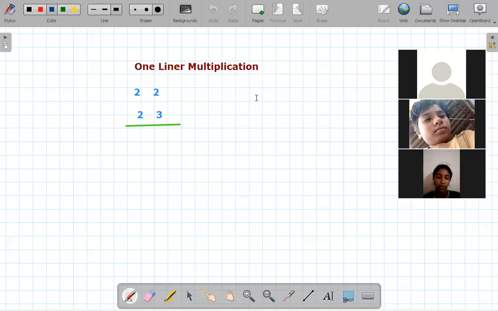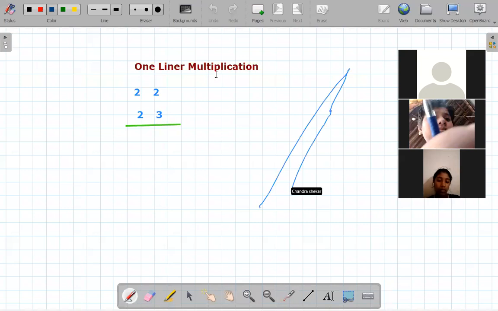Welcome everyone. Today I'm going to share a very important topic with you. This is called one-liner multiplication. Have you seen one multiplication there?